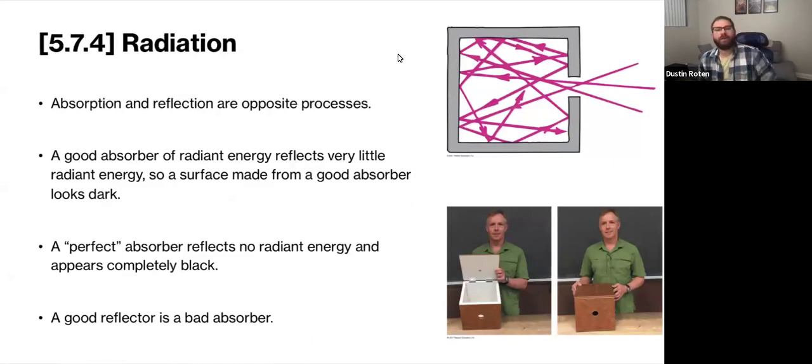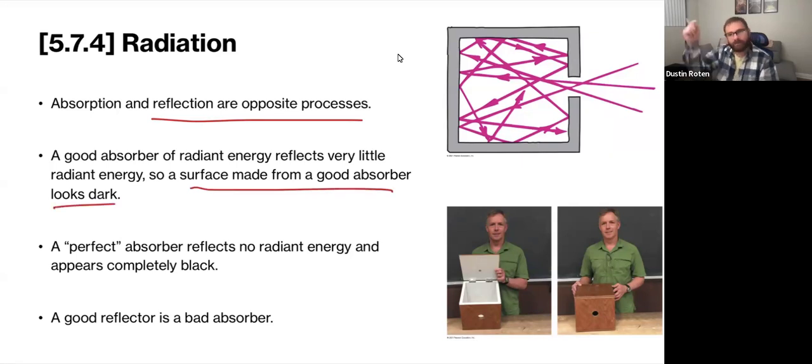Okay, two more things. Absorption, which we just talked about, the table absorbing the heat from the pizza. Absorption and reflection are opposite processes. So a good absorber, like that table, would actually reflect very little radiant energy. So a surface made from a good absorber looks dark.